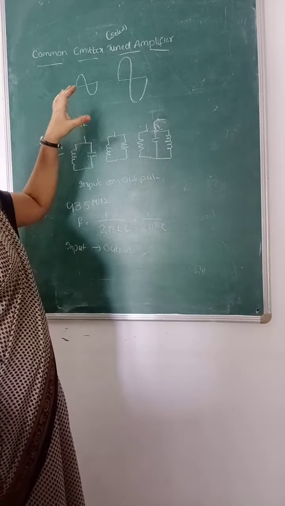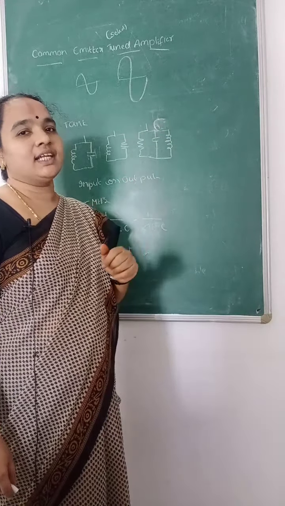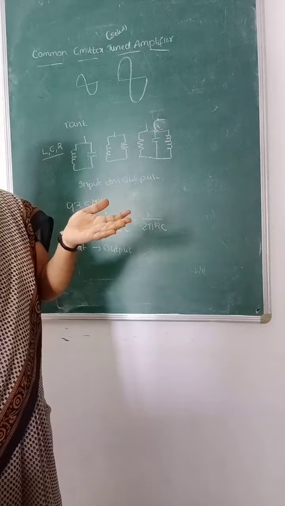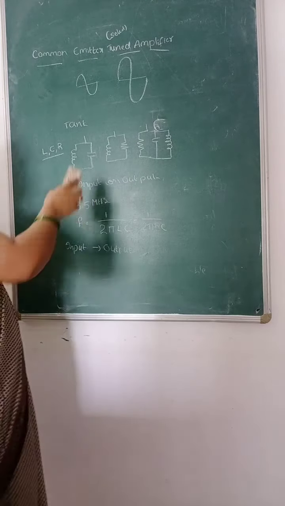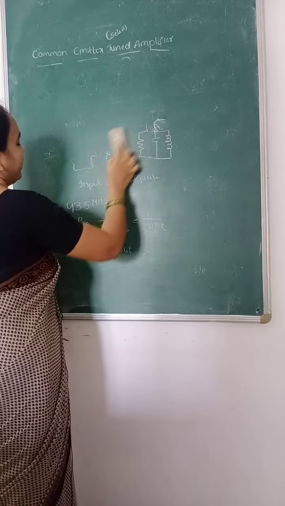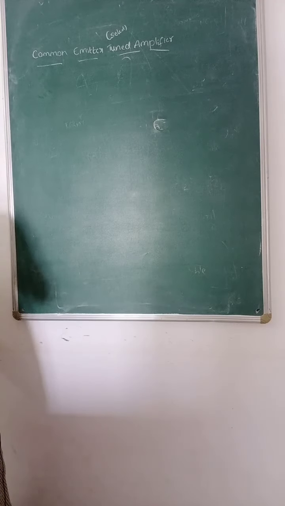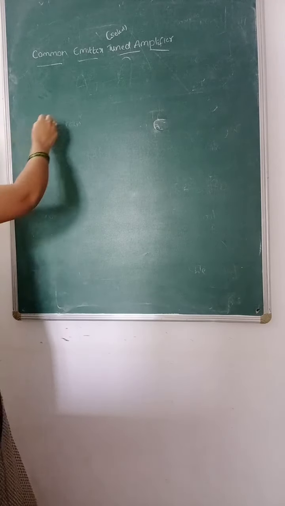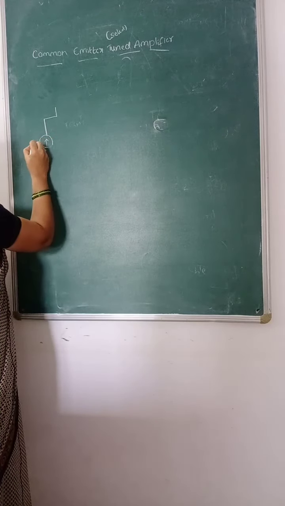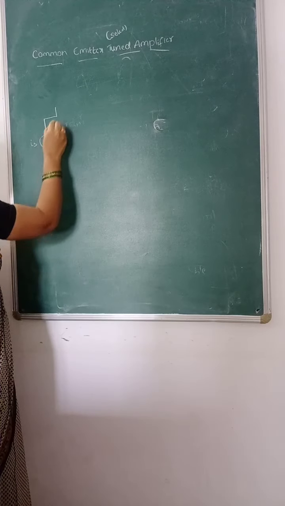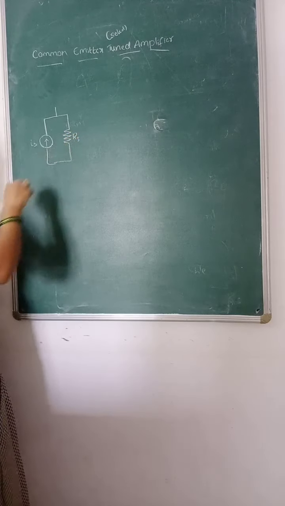Common emitter tuned amplifier is the amplifier which amplifies the selected signal in order to transmit through longer distances. Then what is the circuit diagram for this common emitter tuned amplifier, which has the tank circuits in the input and output circuits? This is the current source, IS is the current source. In parallel with that current source, we will have the resistance RS.